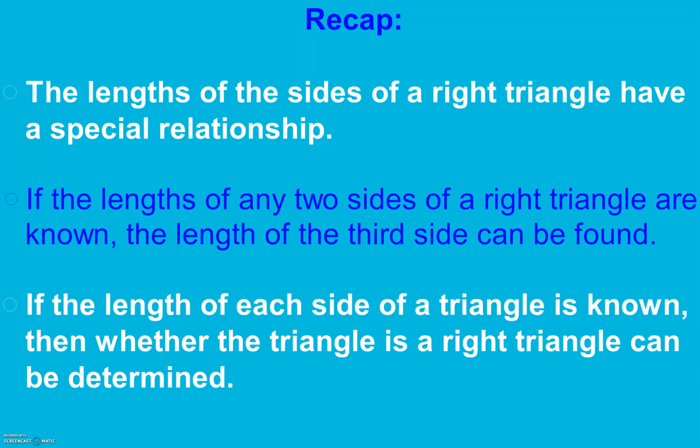Quick recap here for section 10.1. The lengths of the sides of a right triangle have a special relationship. If the lengths of any two sides of a right triangle are known, the length of the third side can be found. And if the length of each side of a triangle is known, then whether the triangle is a right triangle can be determined. And that's all I have for section 10.1.